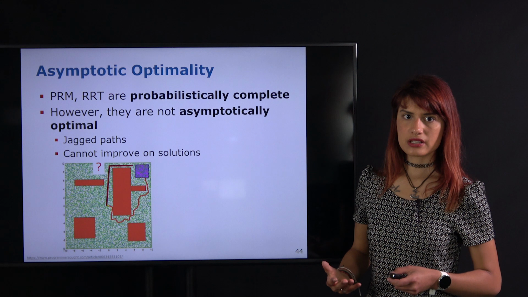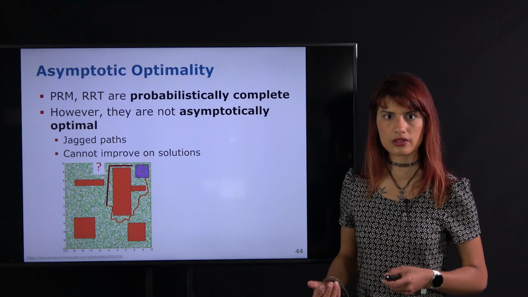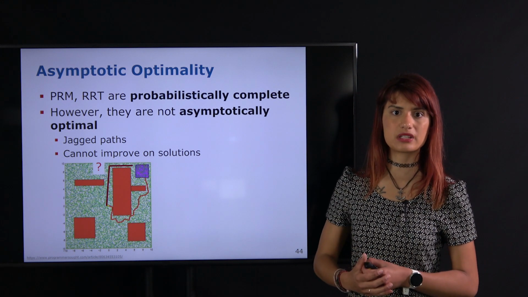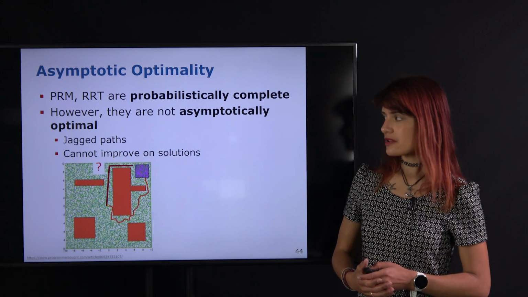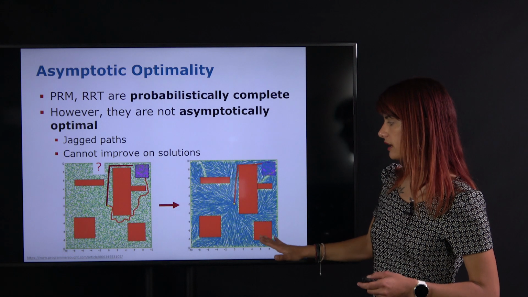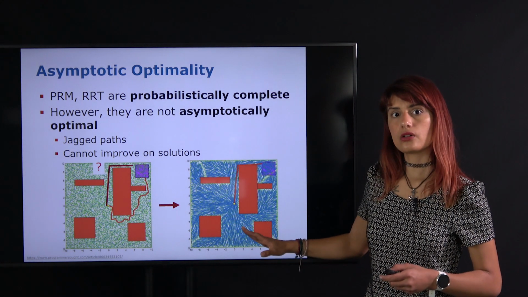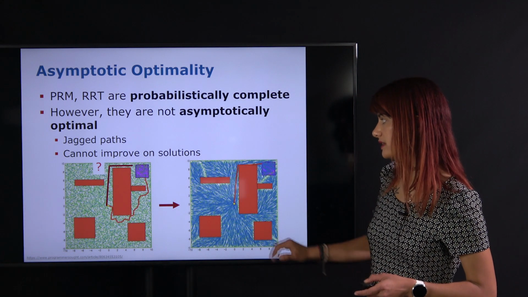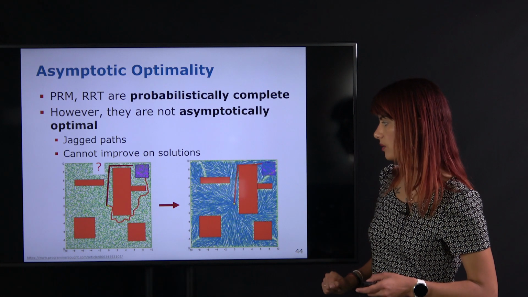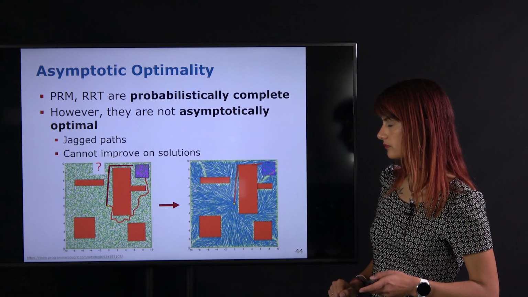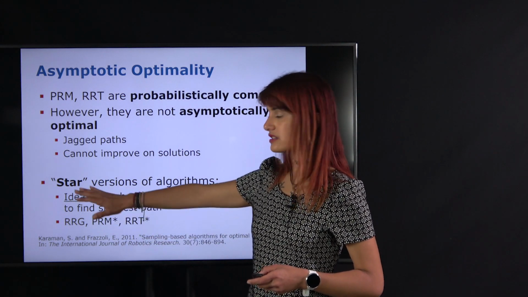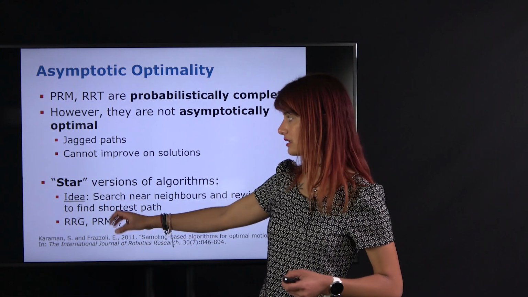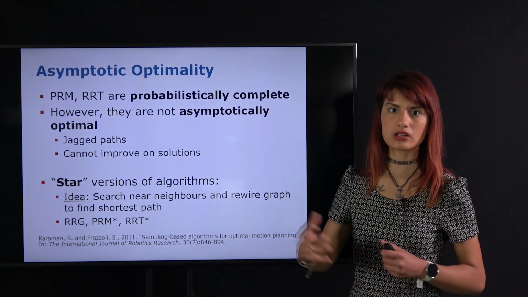And the main question is, can we design a new algorithm that actually allows us to obtain the shortest possible path? And the answer is yes. So here is a modified version of the RRT called the RRT star, which we'll look at, that allows us to obtain this optimal path.